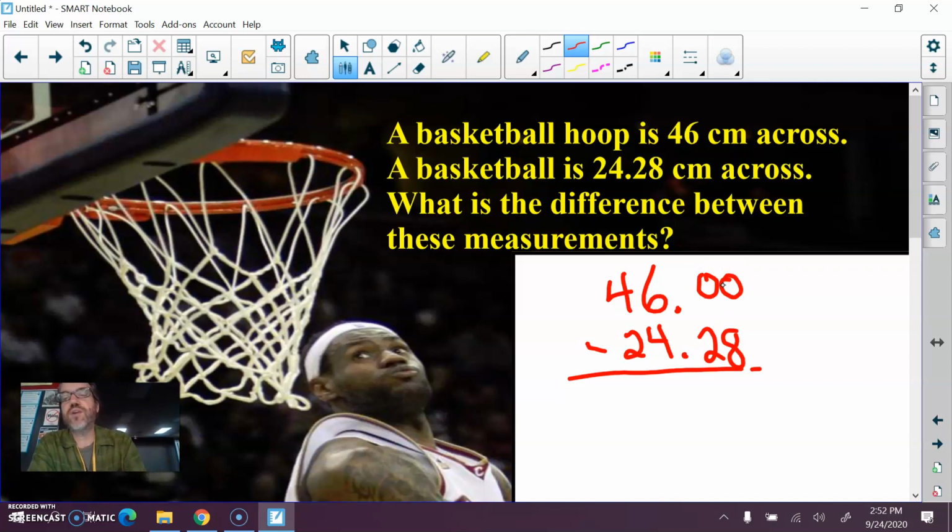And now I'll go ahead and subtract. I cannot subtract 8 or 2 from the zeros. That would give me negative values. I don't want that. So instead, I'm going to regroup. Let's make this 6 a 5. This becomes 10. Let's make 10 into 9, and this becomes 10. And now I can subtract. 10 minus 8 is 2. 9 minus 2 is 7. Here is my decimal point. 5 minus 4 is 1. 4 minus 2 is 2. So the difference between these measurements is 21.72. It is a word problem, so I will label it centimeters.